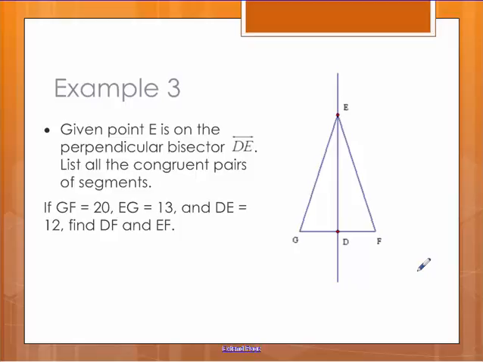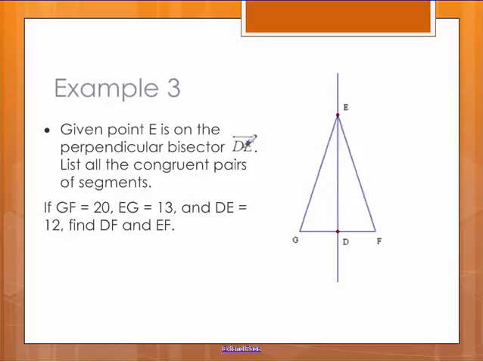So this video is going to jump between 5 different examples, and it's going to add a couple things that the other videos for perpendicular bisectors and angle bisectors did not. So this one, point E is on the perpendicular bisector DE. List all the congruent pairs of segments.